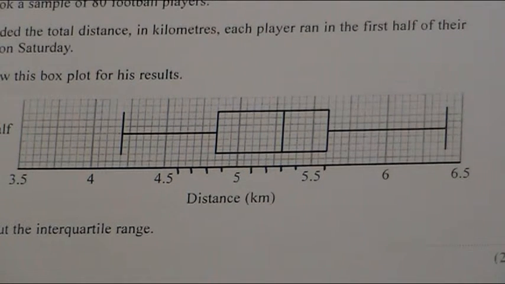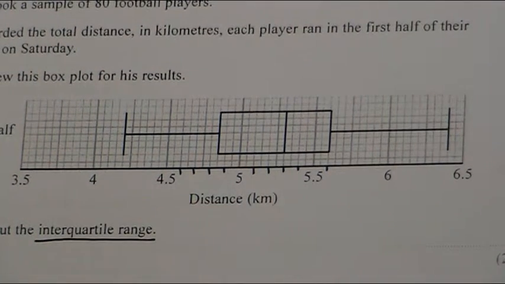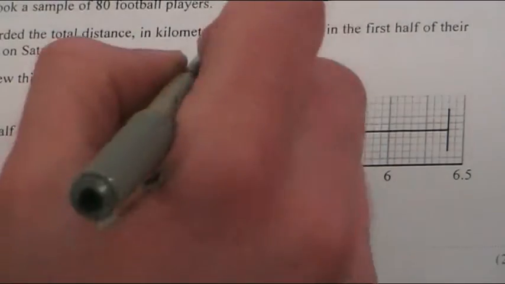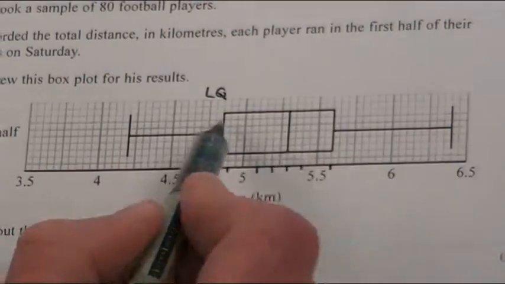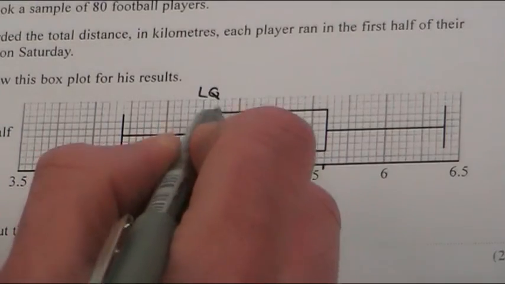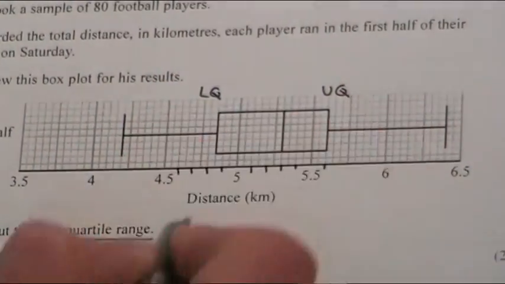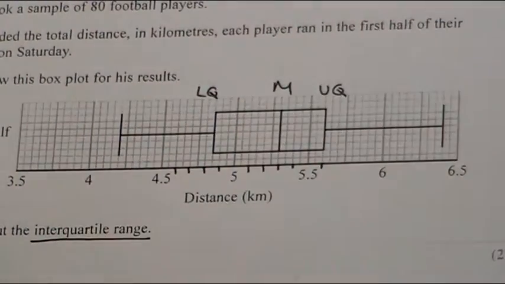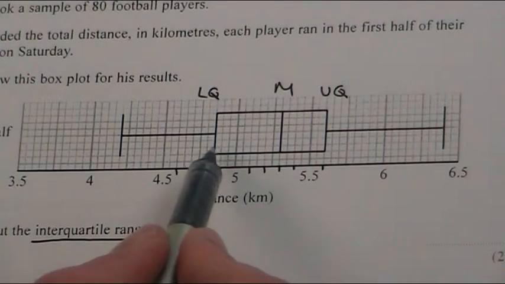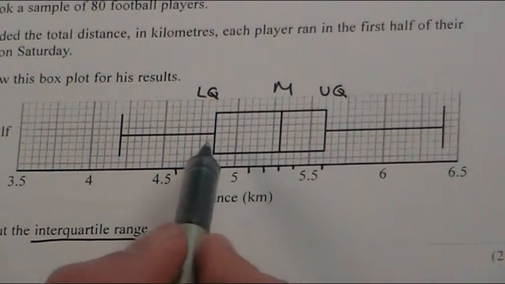In question 16, we're asked to find the interquartile range. And when you look at a box plot, you need to know that this part of the box represents the interquartile range. It's the difference between the lower quartile, this line here, and the upper quartile here, and this middle one being the median. So we're asked to calculate the length in kilometers between here.